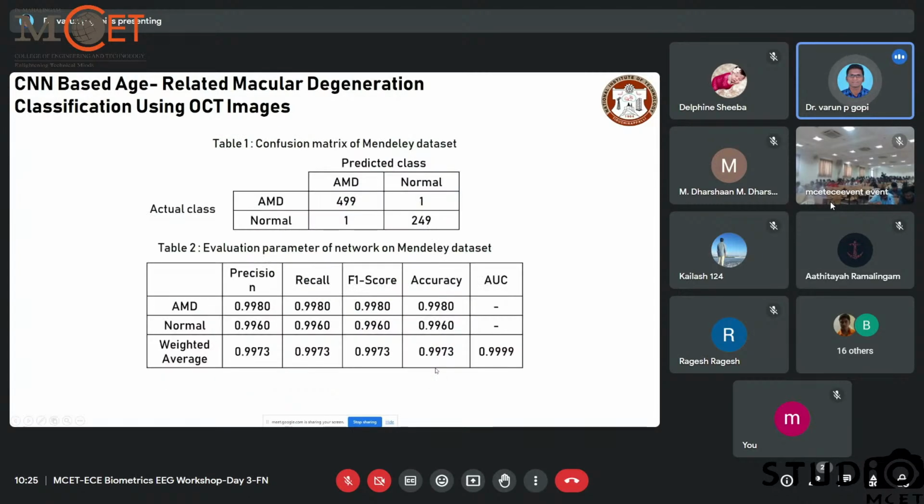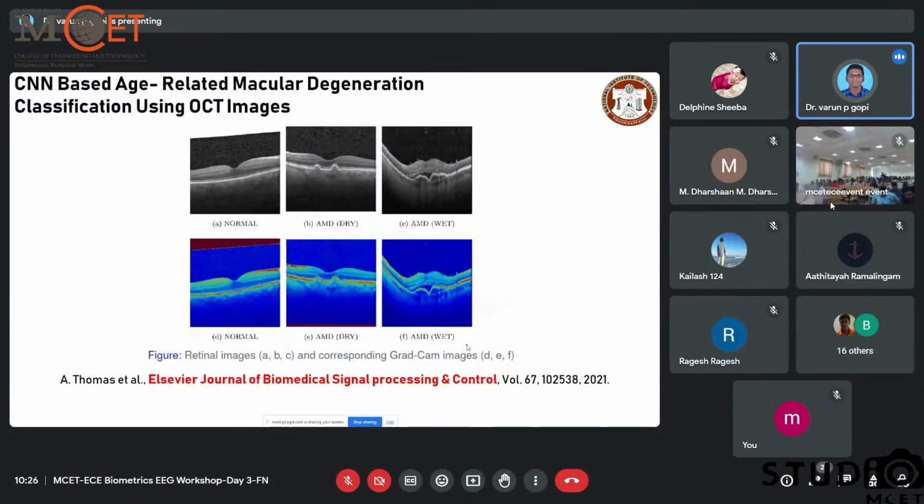So when we tested with the AMD data set, only 2 of the images were misclassified, and we are getting an accuracy of 99.73 and an AUC value of 99.99. And after that, we have tried to see how the network is making a decision, because a doctor can simply visualize this image and tell it is a normal line, so it is normal. There are some perforations, so it is Drusen, and here the perforations are having leakage and it is wet AMD. But how is the network identifying?